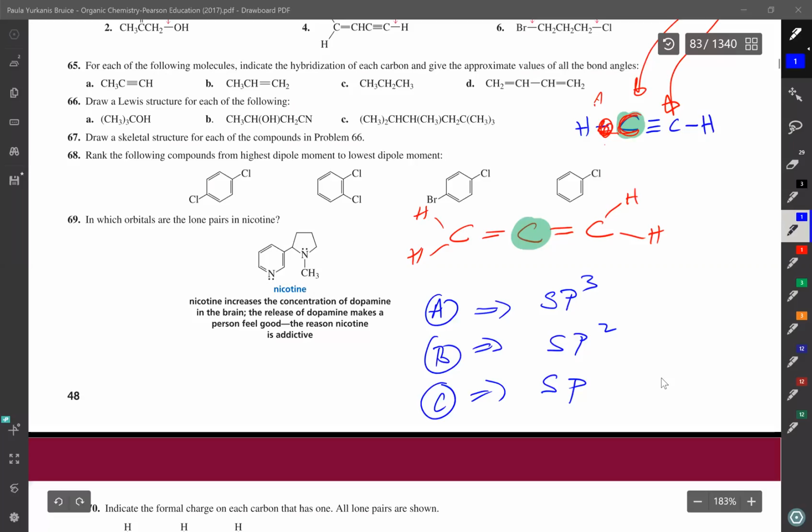So what would be the correct hybridization for the highlighted carbon in green? A, B, or C? There's no way you guys can vote. I want you guys to vote. Yes, we can do that on the chat.